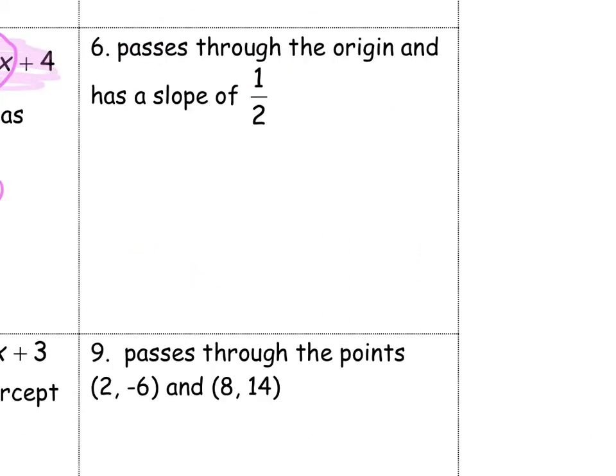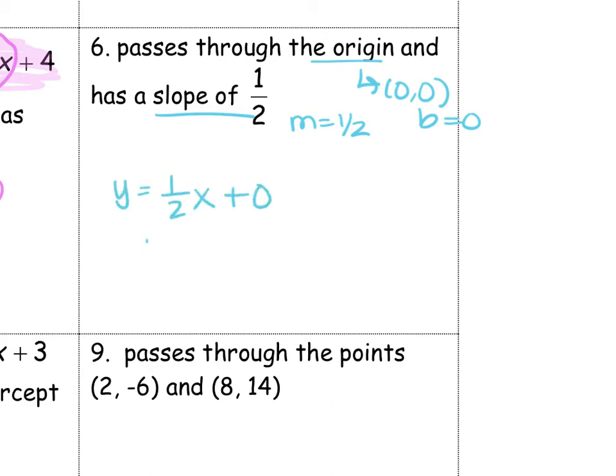In this next example, we're asked to write the equation of a line passing through the origin, that is the point 0, 0, and that has a slope of 1/2. Slope is 1/2. 0, 0 is just telling me that the y-intercept is 0, so the equation of that line, y equals 1/2 x plus 0, but we don't really need that plus 0, so I'll write it as y equals 1/2 x.